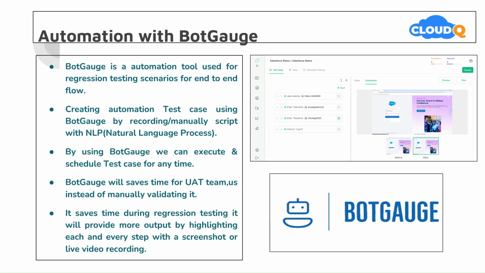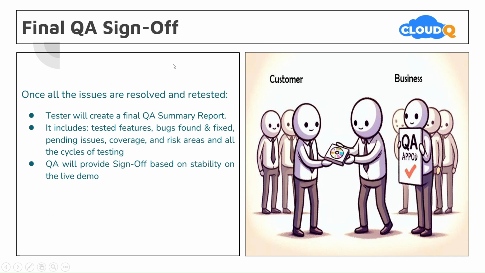And it is very useful during regression testing because it shows detailed step by step results with screenshots or even a live video recording, making it easy to review and track issues. Then the last topic is about final QA sign off.